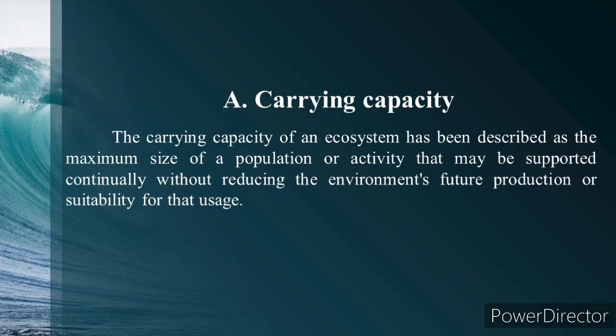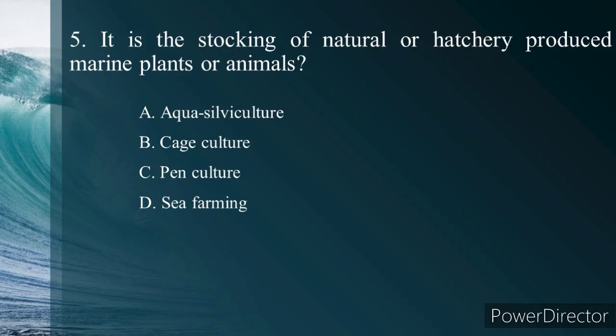Number 5. It is the stocking of natural or hatchery-produced marine plants or animals. A. Aquasilviculture. B. Cage culture. C. Pen culture. D. Sea farming. 1, 2, 3. The answer is D. Sea farming.